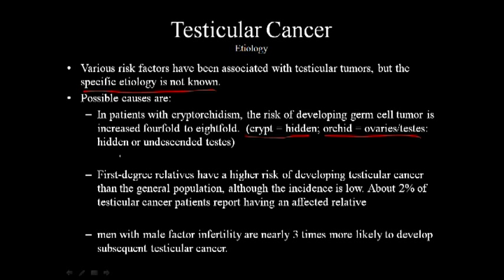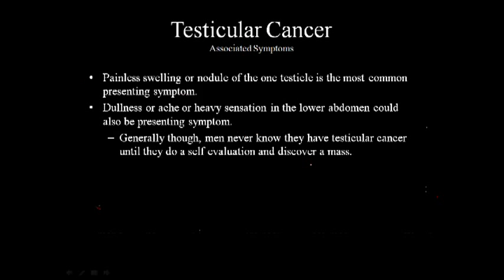First-degree relatives have a higher risk of developing testicular cancer than the general population. Although the incidence is low, about 2% of testicular cancer patients report having an affected relative. So if someone who is very closely related to you has testicular cancer, there is a possibility that you could have it as well. Men with male factor infertility are nearly 3 times more likely to develop subsequent testicular cancer. There has to be a reason for the male infertility, and because of that, they have an increase in the risk of testicular cancer.